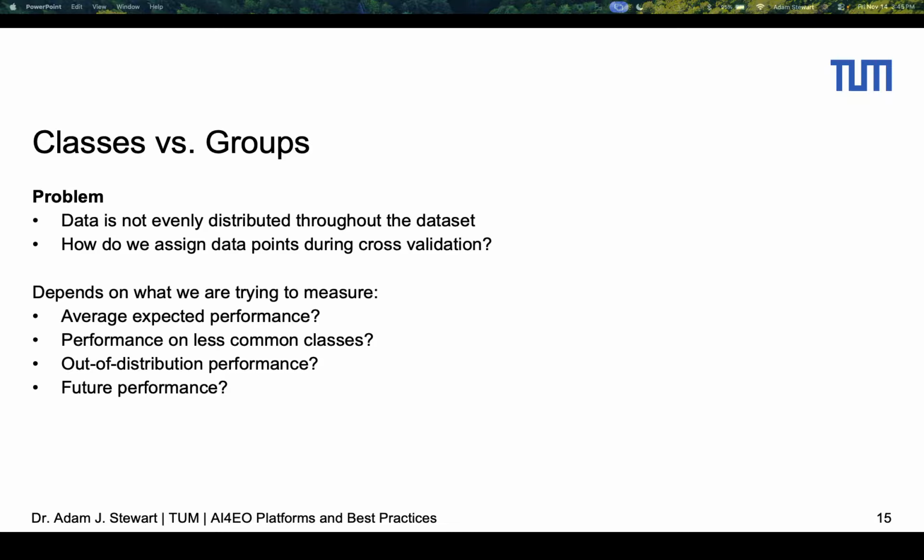It depends on what we're trying to measure. So am I interested in knowing the average expected performance on new data? Am I interested in accuracy, especially for less common classes? So like if I'm doing agriculture, there's certain things like wheat and maize that are very, very common. There's also things like cashews and beans that are much less common, but those might be the things I'm more interested in. So I want to make sure I'm working well on less common classes. Am I interested in out of distribution performance or future performance?